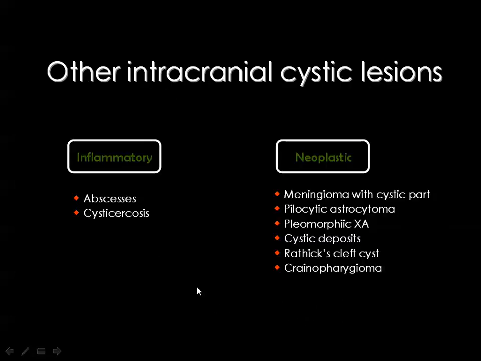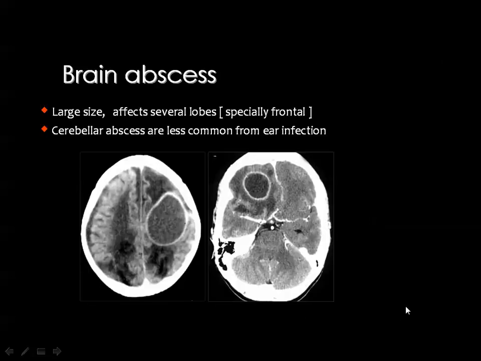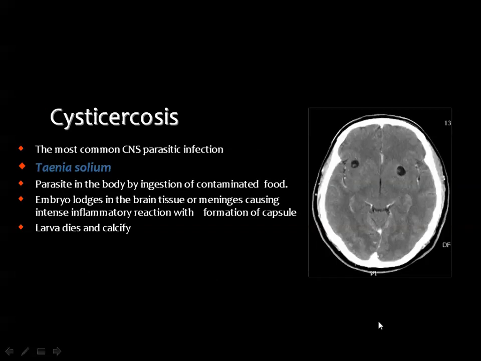Then we should mention these intracranial lesions which may appear like cysts or have a cystic component, like the abscesses, the cysticercosis, and some of the intracranial tumors. And the abscess will be discussed in full detail in the lecture of intracranial infection. And you know that the abscess looks like a cyst, but if you inject contrast media, the wall of the abscess will enhance uniformly, and the abscess being an inflammatory lesion, it will be surrounded by significant perifocal brain edema.